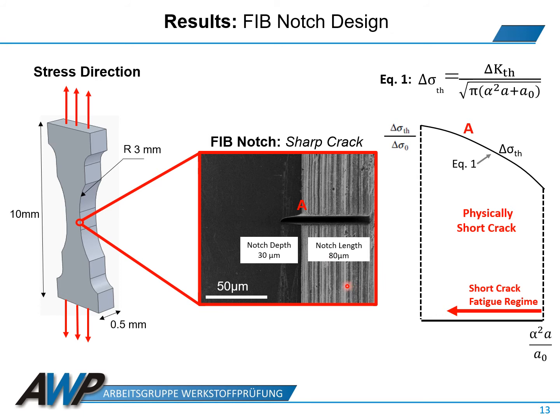In practice, a physically short crack of a length of 80 micron and a depth of 30 micron, as can be seen here, was obtained by means of focused ion beam technique. The notch was induced at the edge of a flat fatigue specimen that was introduced before within the gauge section. Therefore, we are within the physically short crack regime, and the selected notch dimensions corresponding to the point A are above the fatigue strength. Therefore, we can expect to have crack initiation and propagation at the selected stress values.